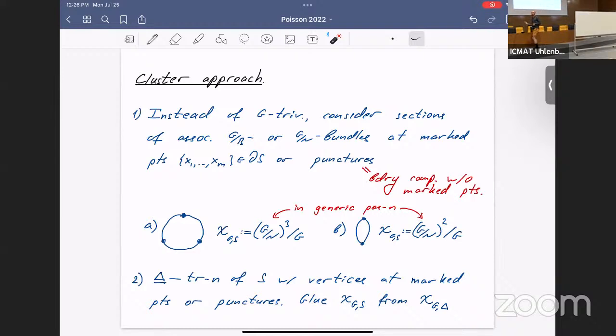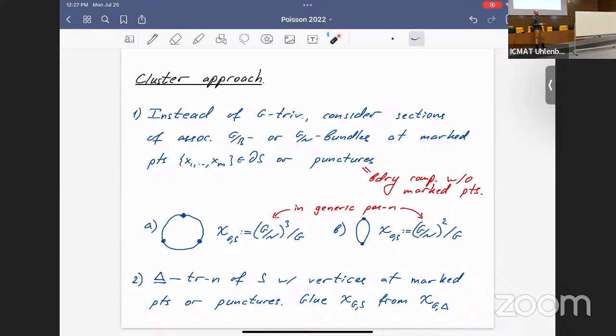Now, the next idea was to take a surface and choose a triangulation of the surface, which they call an ideal triangulation. It's a triangulation whose vertices are precisely marked points and punctures, and then glue the surface together from triangles and consecutively glue this character variety from those triangles. Right? So that's the idea.